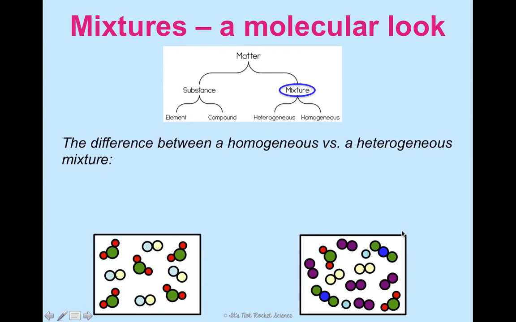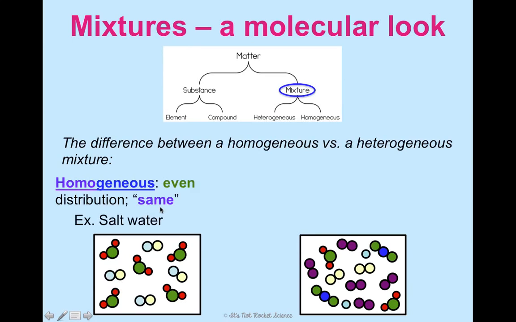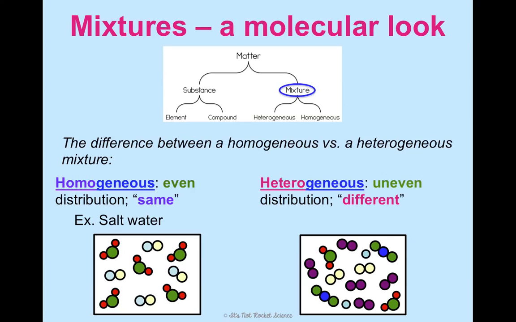Looking at it from a molecular standpoint, a homogeneous mixture has an even distribution. Homo means same, so it should appear the same throughout, like salt water. Look how evenly distributed these two different components are. Whereas a heterogeneous mixture is an uneven distribution. It's different. This would be like salad dressing. Look how this isn't as evenly distributed, all these different parts to it.